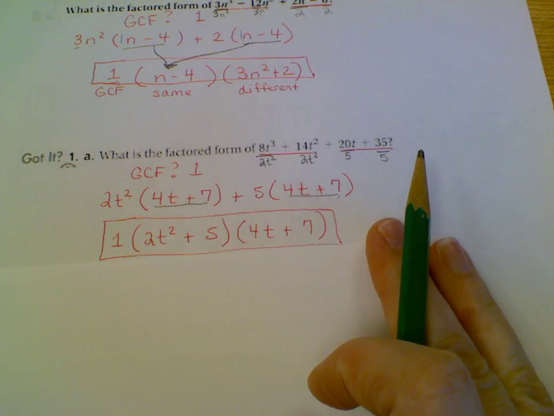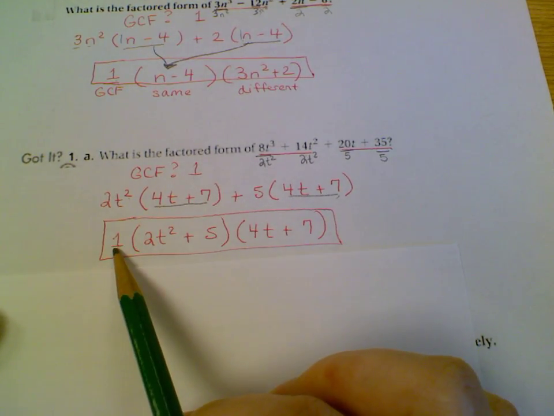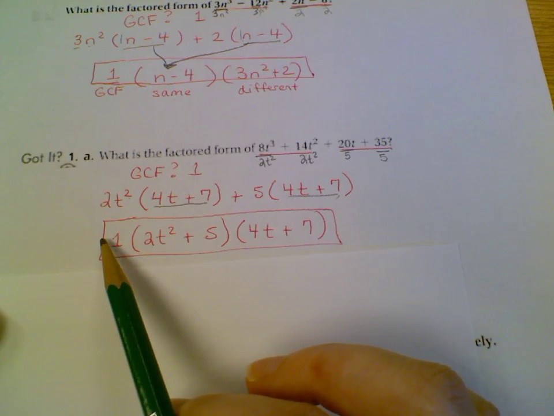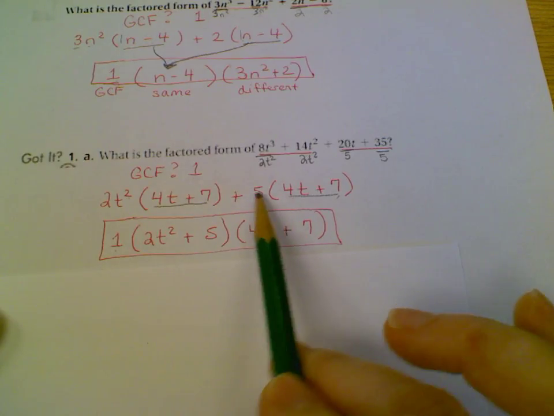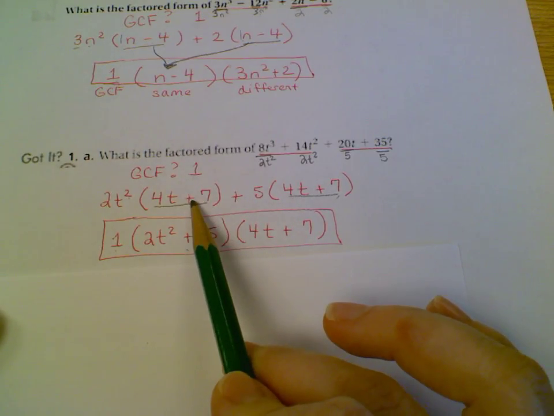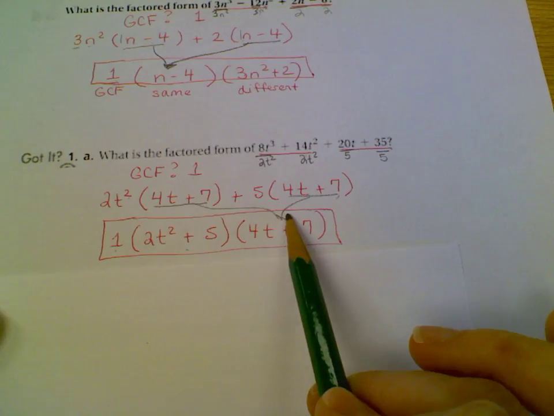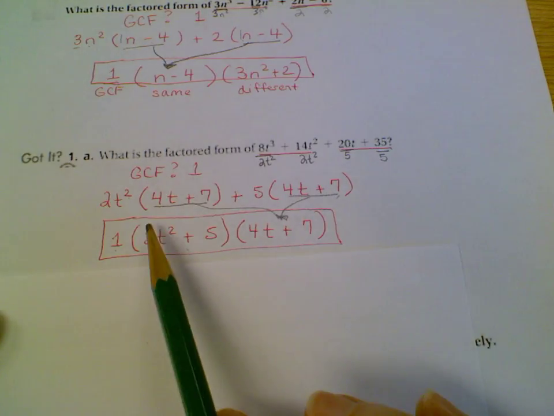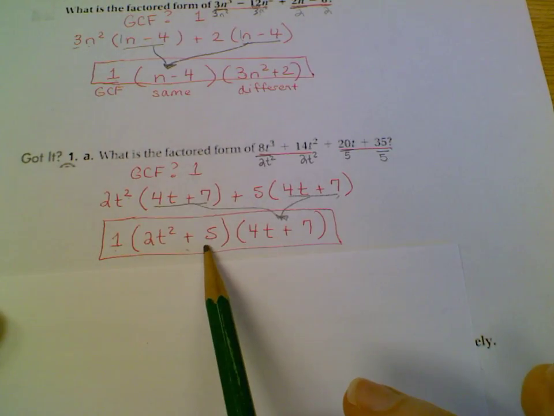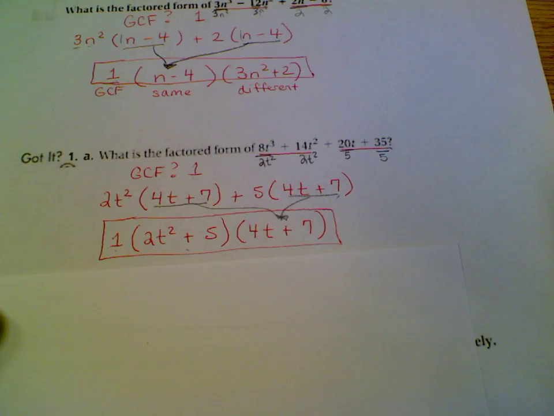So when I write out my answer, the greatest common factor goes in the front, but since it was 1, you don't necessarily have to have it there. My 2 terms that were different are going to go together, and my same term is going to go in one spot. So I would have 2t squared plus 5, and then 4t plus 7.